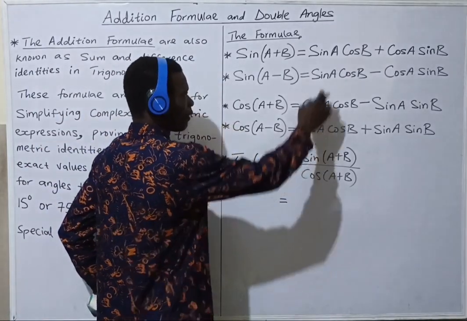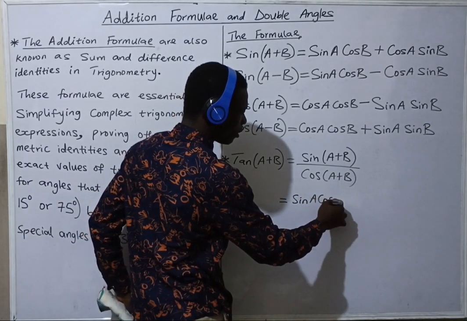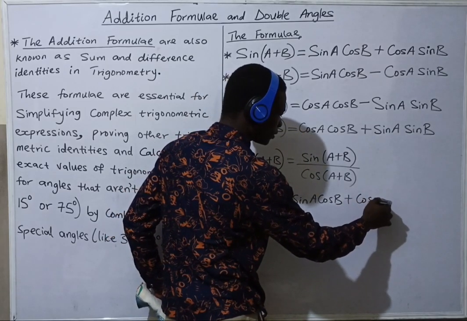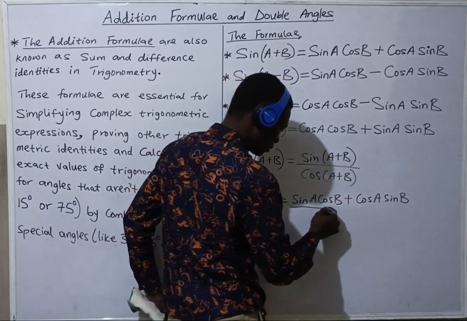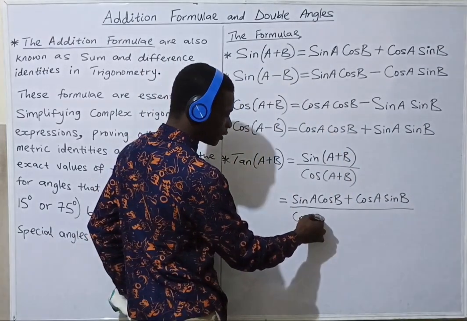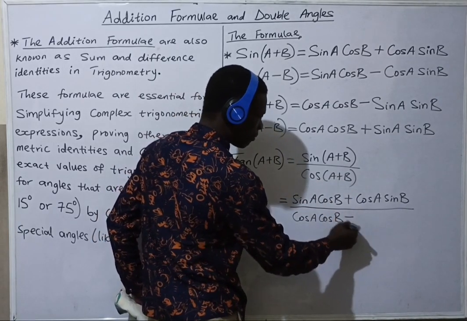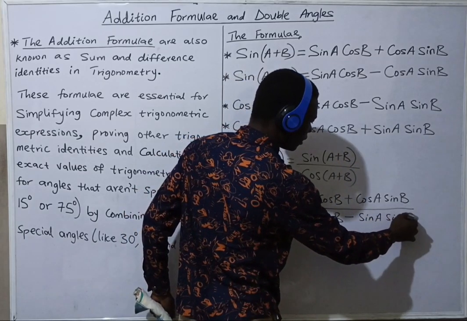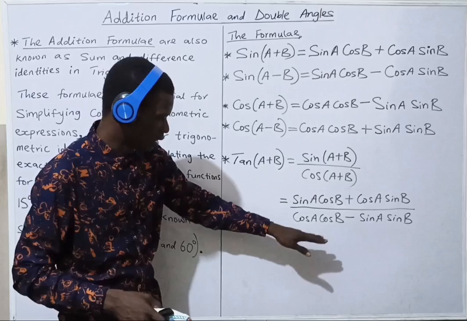So of course, what is the equivalent of sin(A + B)? That's going to be sin A cos B plus cos A sin B. So everything over the equivalent of cos(A + B), which of course is going to be cos A cos B. As this is plus, here is going to be what? Minus sin A sin B.